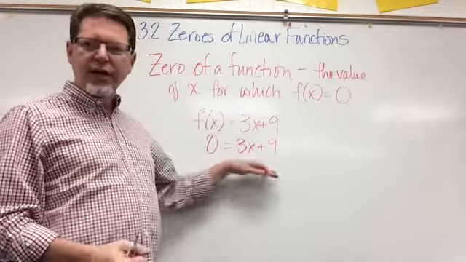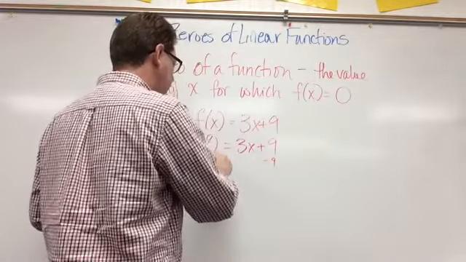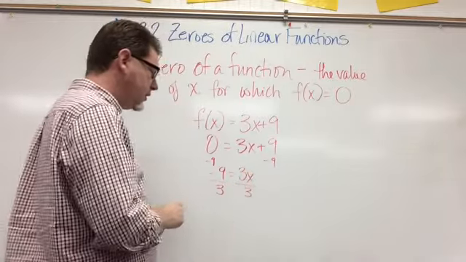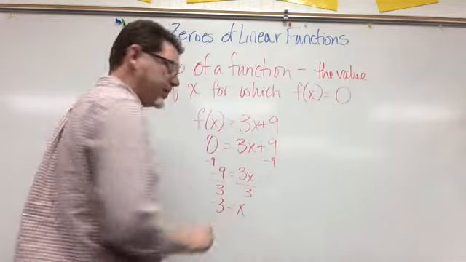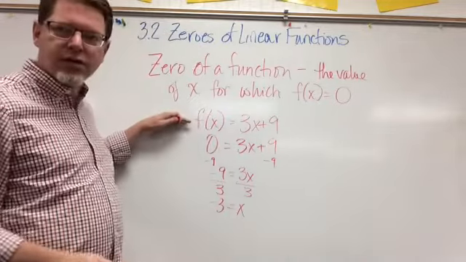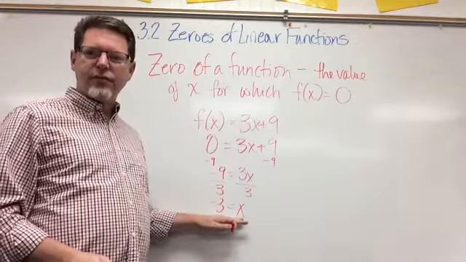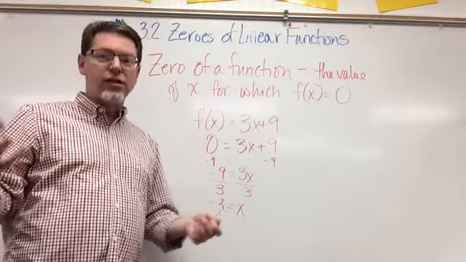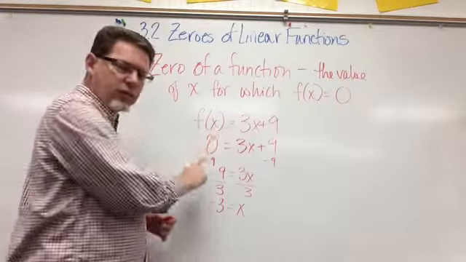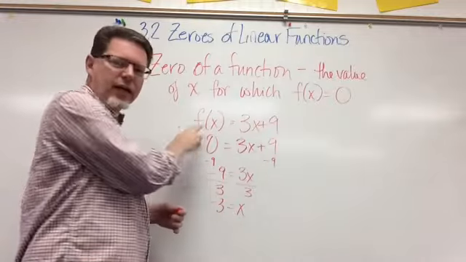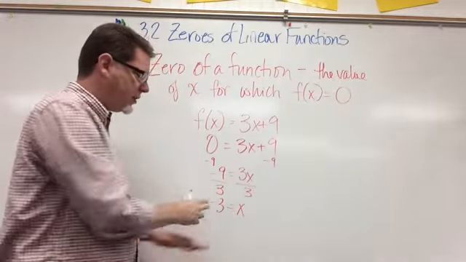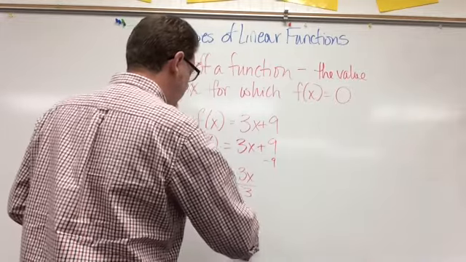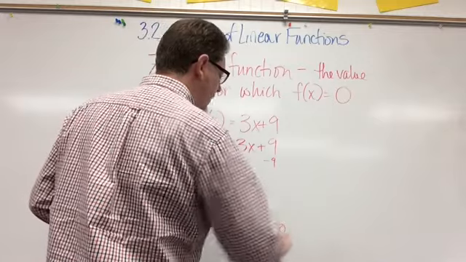Well, I have to subtract 9 from both sides, and so I get negative 9 equals 3x. I divide both sides by 3, and I get x equals negative 3. So the zero of this function is negative 3. Again, I take f of x, which is essentially the y, and when it's in y equals or f of x equals, I can substitute that for 0, solve the equation, and I get x equals negative 3. So negative 3 is the zero of this function.